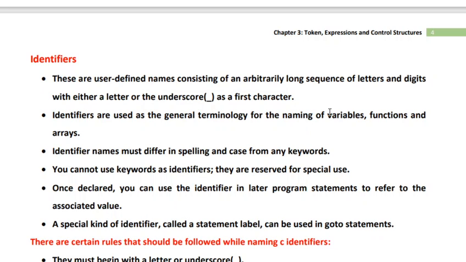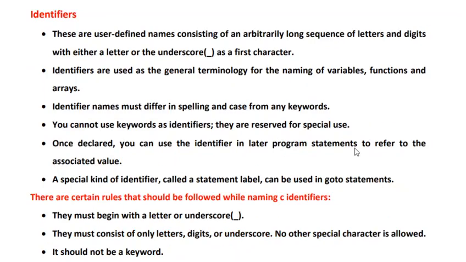A special kind of identifier called a statement label is used in collaboration with the goto statement. Whenever we want to create a backward jump, or skip a portion of the code, we use the goto statement. Associated with goto, we have labels, and these labels are also identifiers.